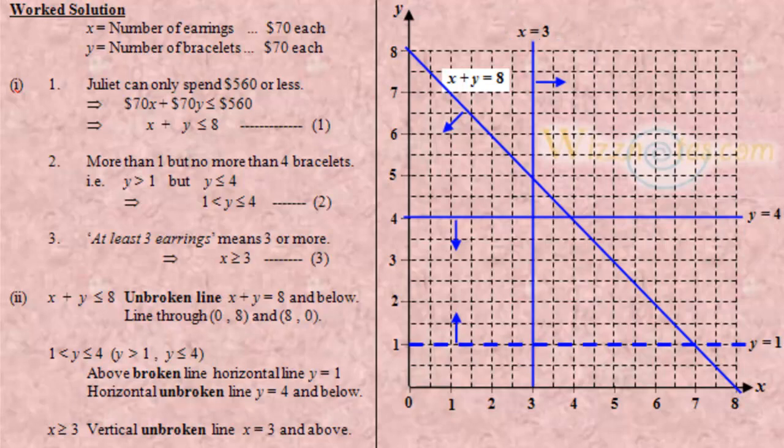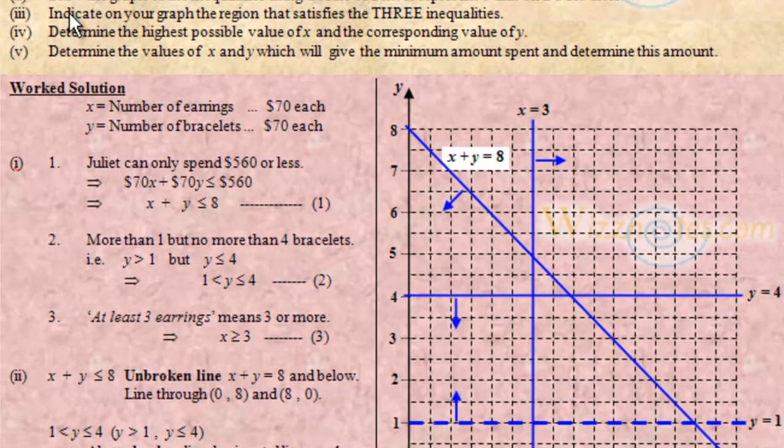Okay, so that basically takes care of the 3 inequalities. So we see that we want above this line, we want below this line, we want below this line, and we want above this line. So we can go ahead and do part 3, which is to indicate on the graph the region which satisfies the 3 inequalities. And we're going to indicate that region by shading that region there.